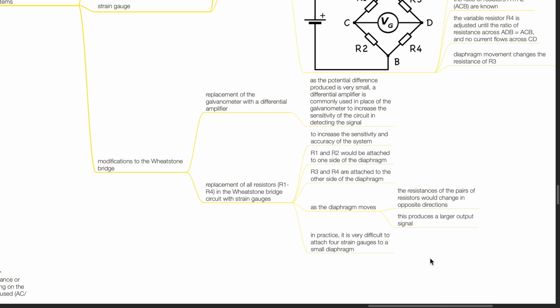R1 and R2 would be attached to one side of the diaphragm. R3 and R4 are attached to the other side of the diaphragm. As the diaphragm moves, the resistances of the pairs of resistors would change in opposite directions. This produces a larger output signal. However, in practice, it is very difficult to attach 4 strain gauges to a small diaphragm.